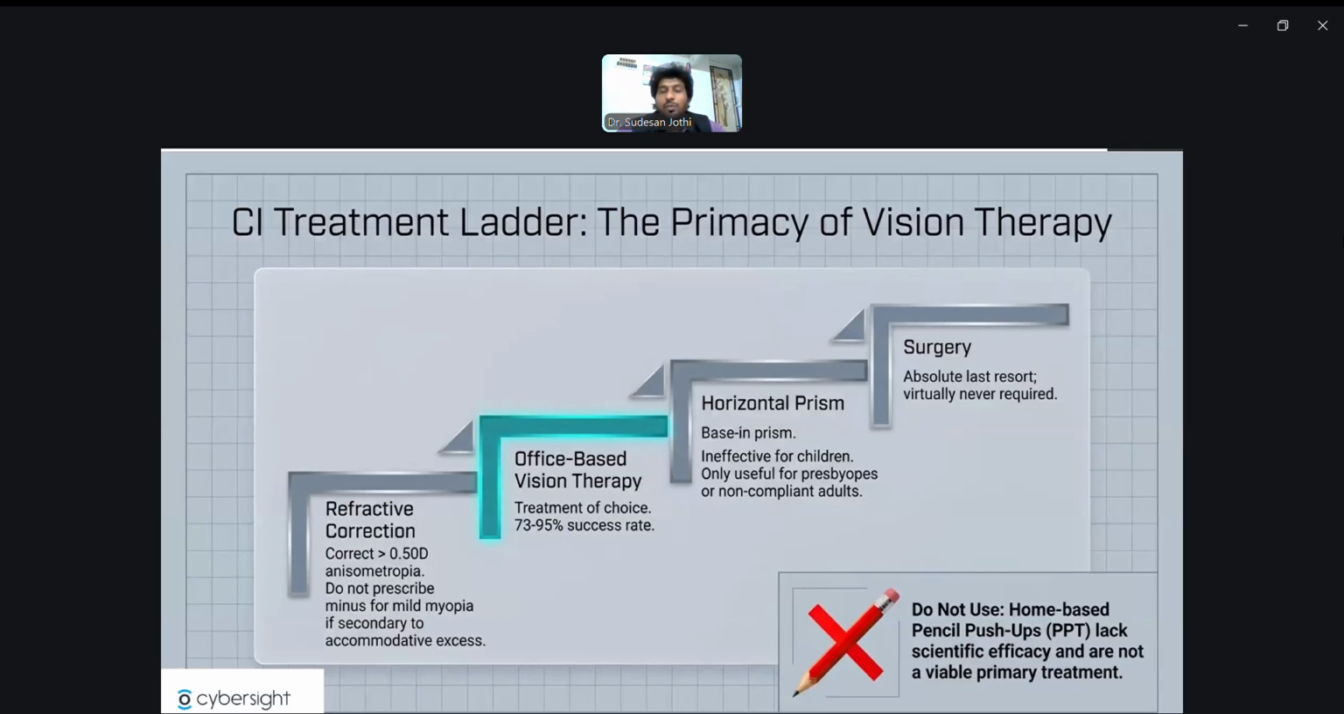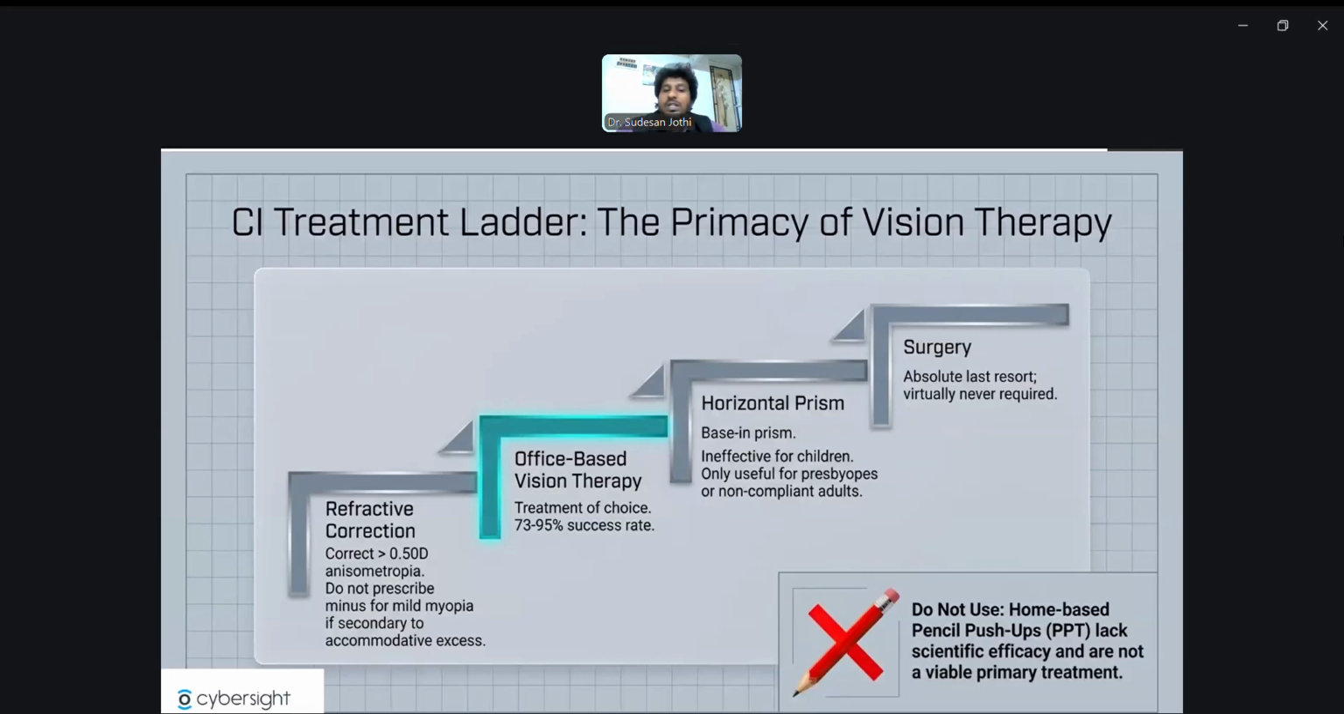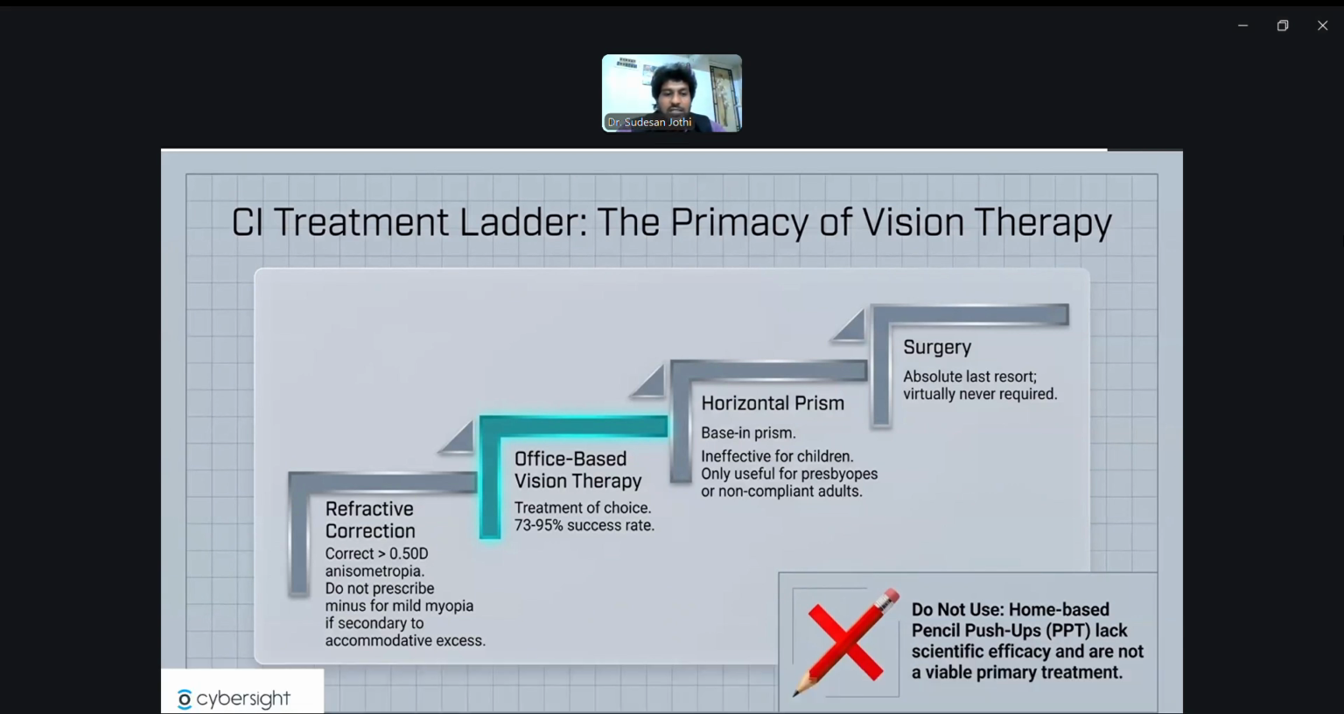The first and foremost thing to correct from an optometrist is the patient's refractive error. The gold standard treatment is always office-based vision therapy, which has the highest success rate. For patients who cannot undergo therapy, a relieving prism may be prescribed. Surgery is rarely required. Importantly, pencil push-ups alone are not considered an effective primary treatment.